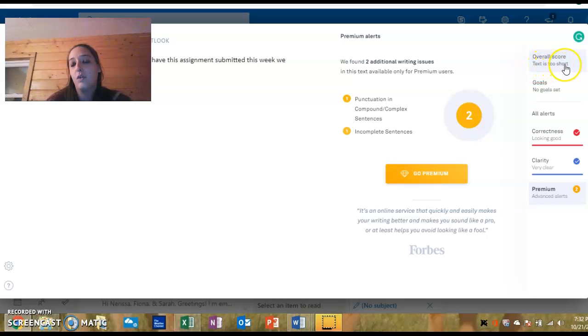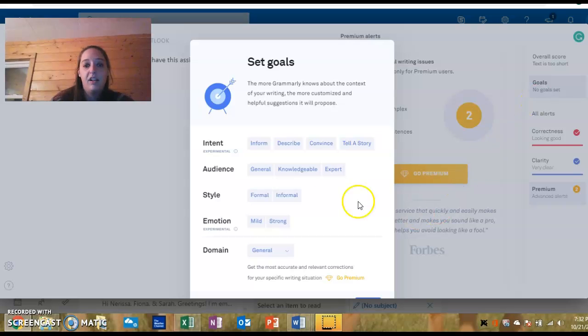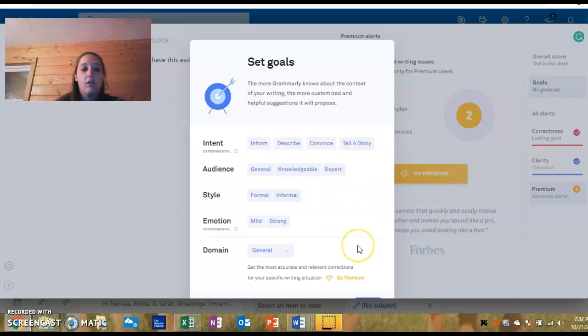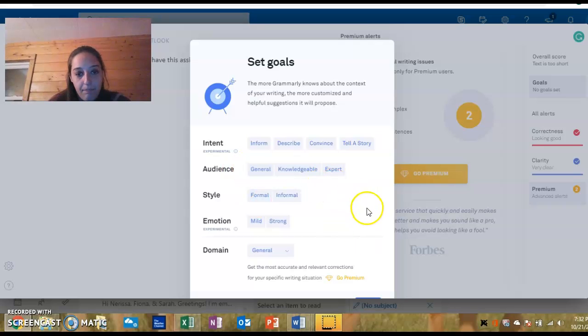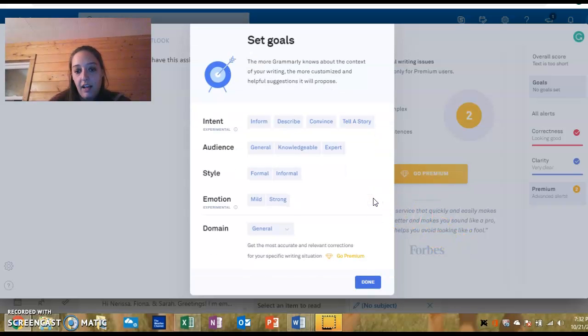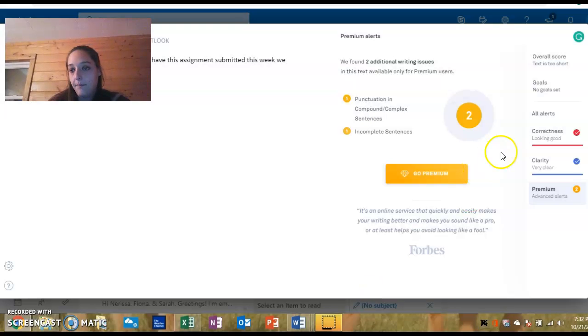The overall score is the text is too short. I need to talk more. And then there are different goals you can have. So if you're talking to an expert audience or just generally people, what kind of emotion you want, what kind of style, formal or informal. Are you telling a story? Are you being descriptive? Things like that. And then it also wants you to go upgrade to Premium again.